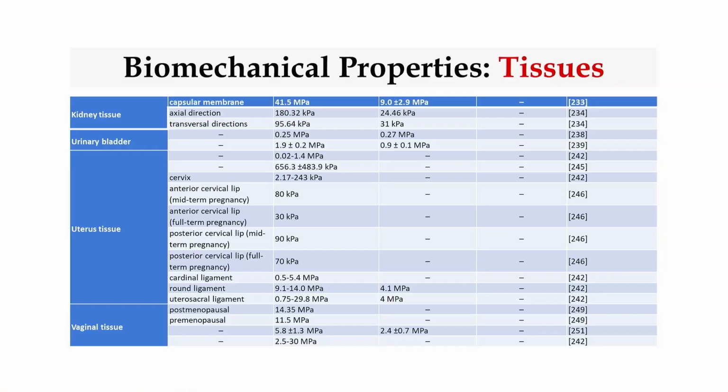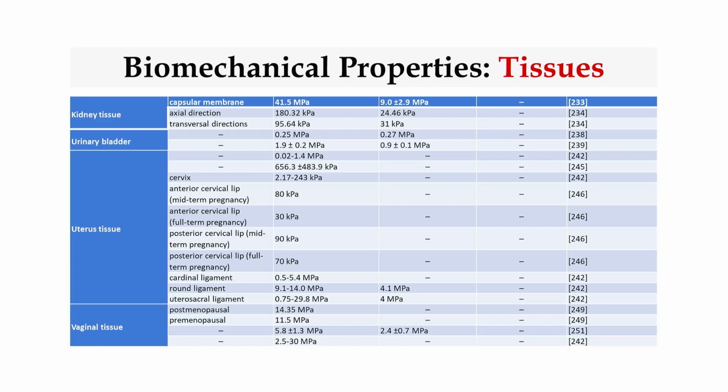Now you do not need to dig through 10 other different papers or publications which have reported any property, right? This can work as standalone. Kidney tissue properties have also been reported, as for the urinary bladder. Uterus tissue is very interesting. They have reported a lot of different properties for the anterior cervical lip, the cervix, anterior cervical lip, posterior cervical lip, and the cardinal ligament, round ligament, uterosacral ligament.